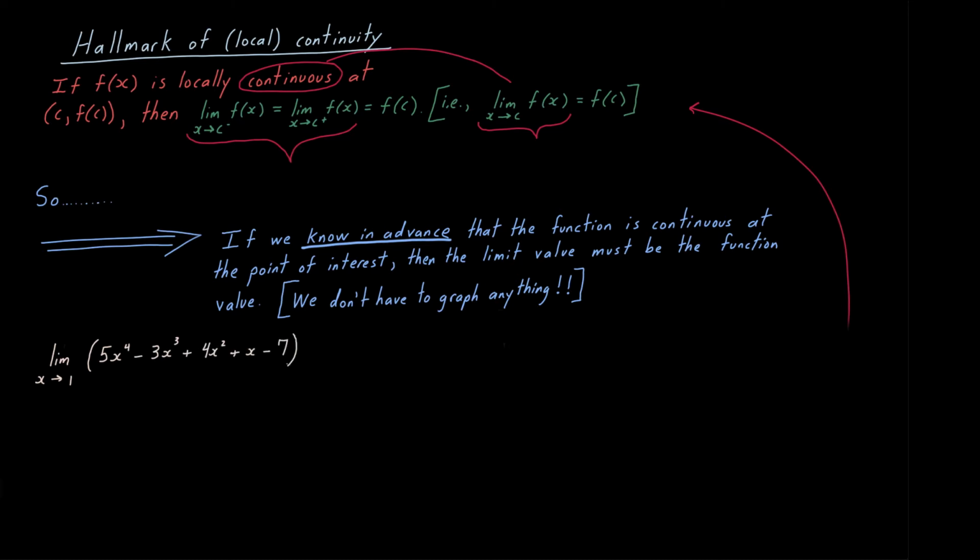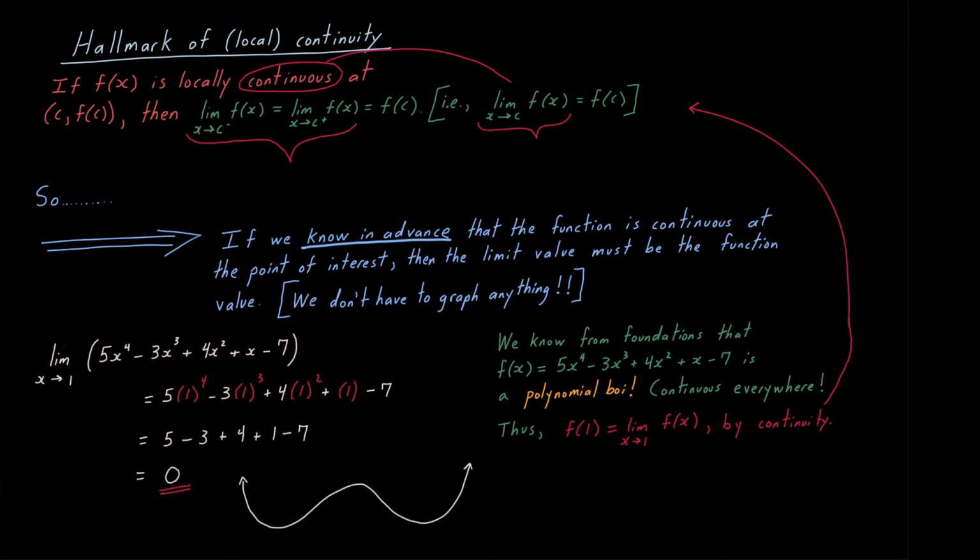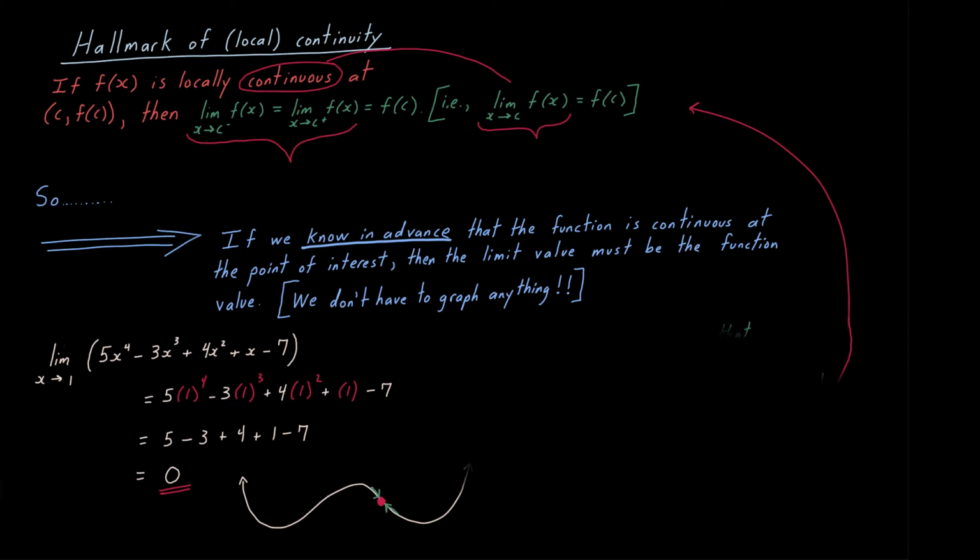Likewise, for many other functions, like this big hulking one here, you guys are very much well aware from foundations that this is a polynomial. He is a polynomial boy. And these polynomials, they're continuous everywhere. So no matter what point on them you pick, the limit value at that point must be the same as the function value at that point. Left limit equals right limit equals function value. So stick in 1, seems like I'm going to get, looks to be 0. And this cashes out visually. Again, nice continuous function, left equals right equals function value.